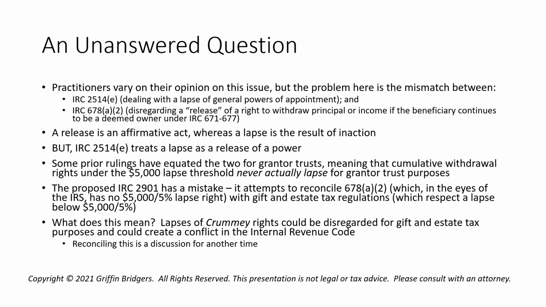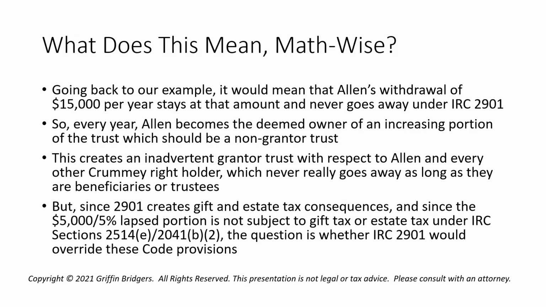Now, reconciling this is a whole other rabbit hole that we can't really go down. But what does this mean lapse-wise? Well, once again, going back to our example that we looked at before, it would mean that Allen's withdrawal of $15,000 per year stays at that amount and never really truly goes away under Code Section 2901 for any Crummey rights that are created for a non-grantor trust after the date of enactment of that code section.